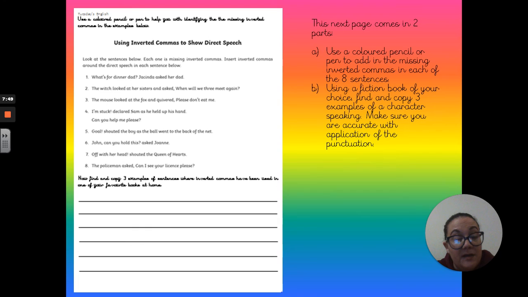That's absolutely fine. And what I would like you to do is to go through and find me 3 examples of a character speaking, and I would like you to copy them onto these lines, making sure that you have got your inverted commas and your other punctuation all in there accurately. You might find in your book that it just uses 1 inverted comma when a character's speaking. That's absolutely fine. If you could use the double that we would use in our writing in school, that's how I want you to do it though.